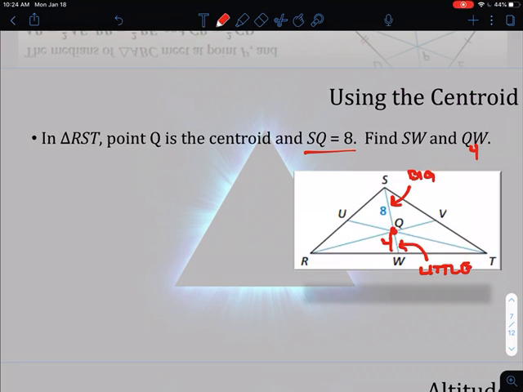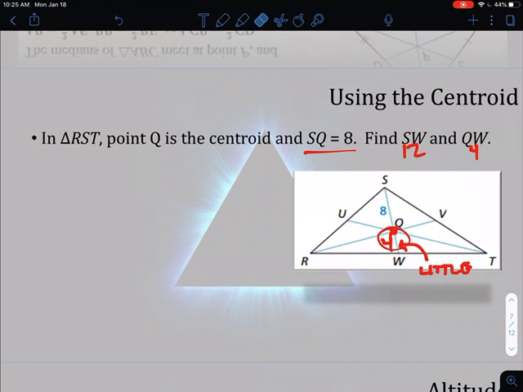Now from there, I can find SW, the whole length, a couple different ways. Since I know the big and the small, I can add them together. 8 plus 4 is 12. Or the little piece, I can take and multiply by 3 to find the entire length. So if I take 4 times 3, SW is going to have a total length of 12.